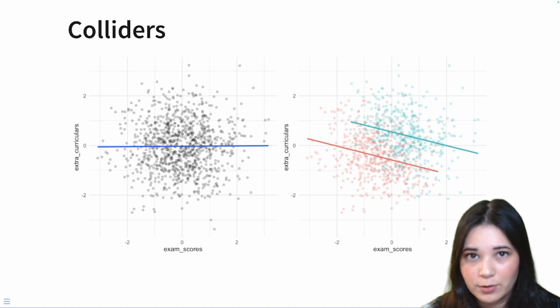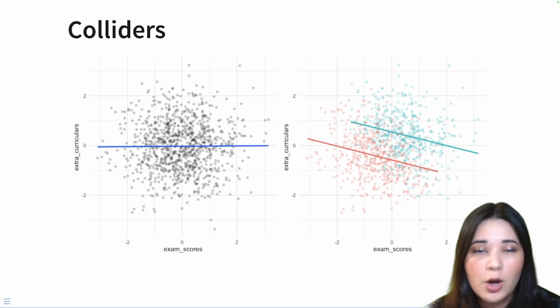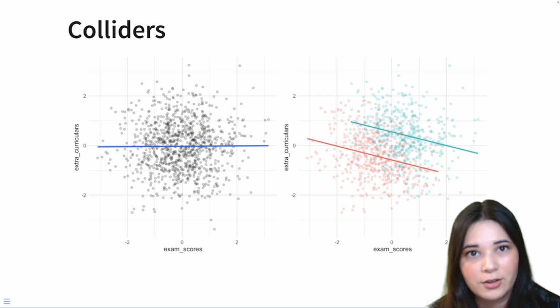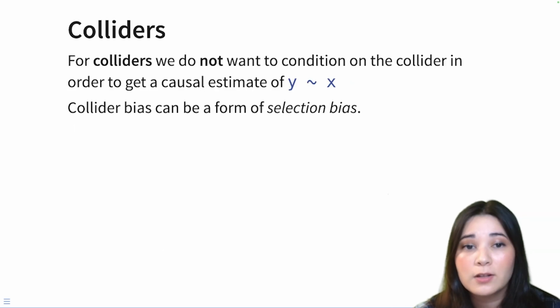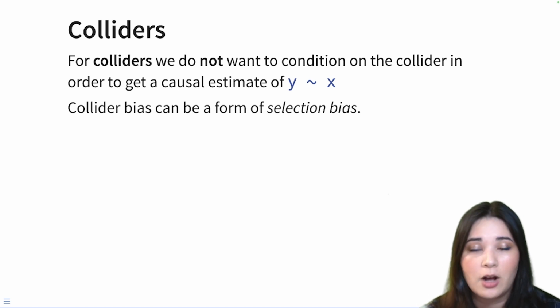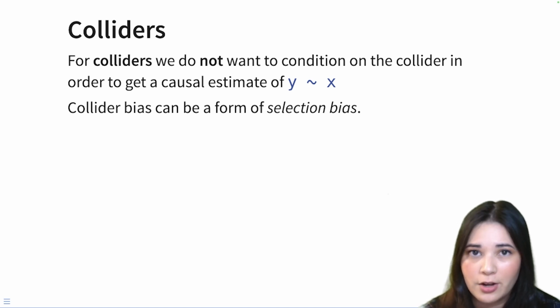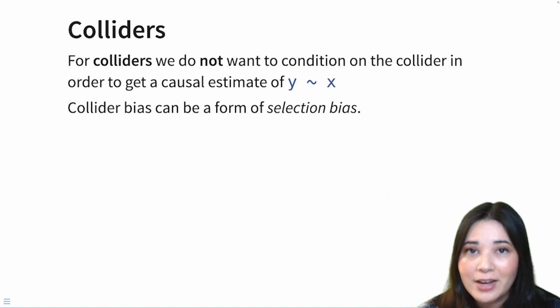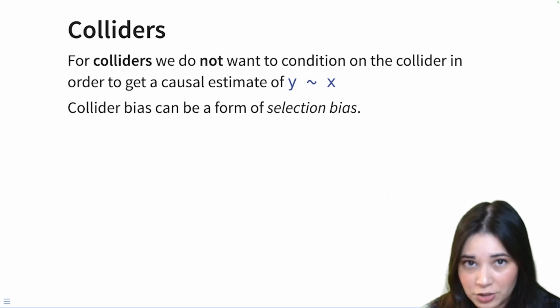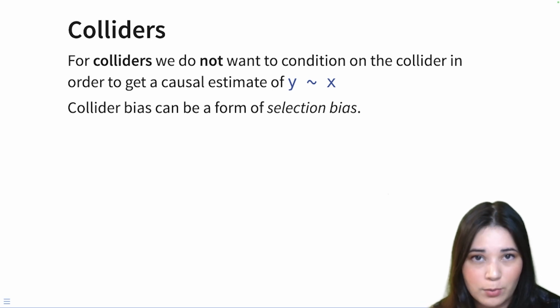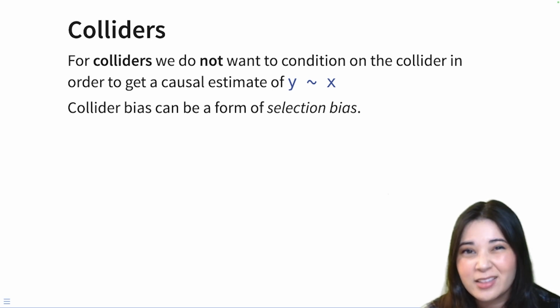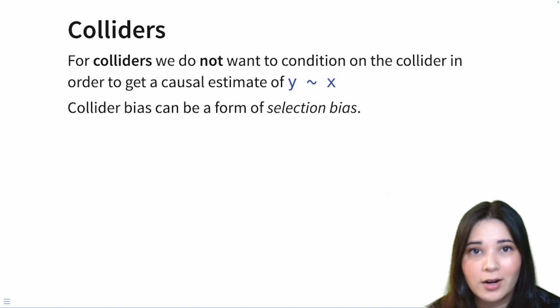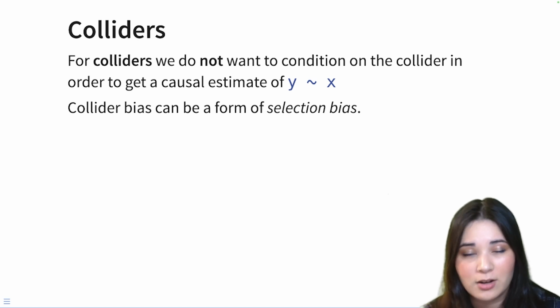Just using a sample of people who got accepted to college rather than a sample of people in general will control for whether or not you were accepted into college. For colliders, we do not want to condition on the collider Z if we want a good causal estimate of the effect of X on Y. Collider bias can also be a form of selection bias. If we only sample people who were accepted to college, that's basically the same as controlling for acceptance to college, which, if it's a collider, will induce bias in our causal estimate.